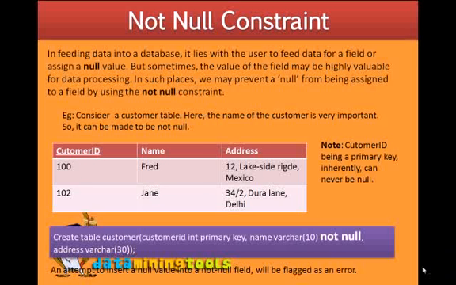Let's understand the NOT NULL constraint. While feeding data into a database, sometimes the value of a particular field becomes highly valuable for data processing. In such cases, we have to prevent a null from being assigned to that field. In order to do that, we use NOT NULL. For example, in this customer table, the name of the customer becomes very important, so it cannot be null at any time. In order to do that, use the NOT NULL constraint as CREATE TABLE customer, specify the field, and name VARCHAR(10) followed by the constraint NOT NULL. Remember that an attempt to insert a null value into a NOT NULL field will be flagged as an error.